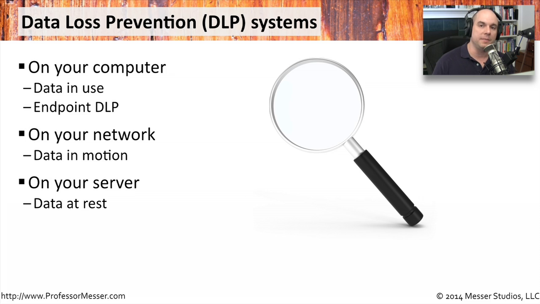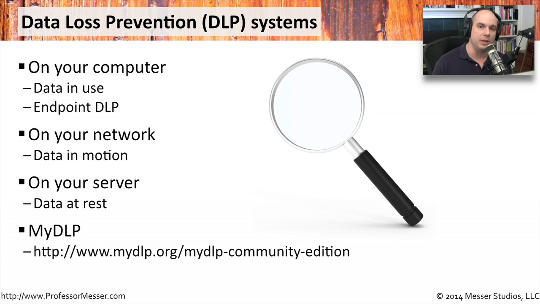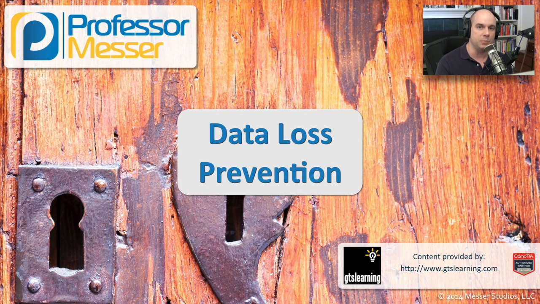If you want to try some of these DLP systems yourself, you could go out and grab an open source version of something called MyDLP. This is a community edition. It allows you to install DLP on a machine, or a DLP piece of software on a machine, and you can look for data going across your network. It's these types of data loss prevention systems that are becoming much more important these days as the data on our networks becomes much more valuable.